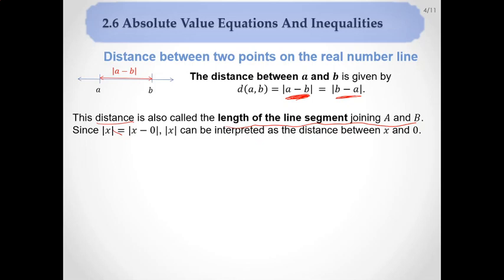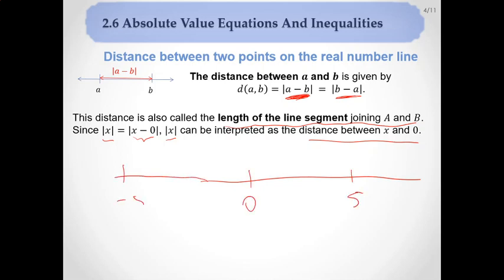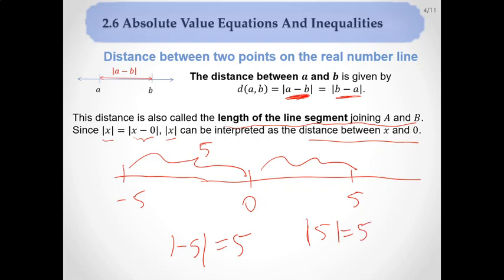Now, when you say the absolute value of x, you can write it as x minus 0. So it means the absolute value of x is the distance between x and 0. So you have 5 here and 0. Let's say minus 5 here. When you say absolute value of minus 5, it means this distance. And what's the absolute value of 5? It's also the distance to 0. You can interpret this as the distance between 0 and the number x.